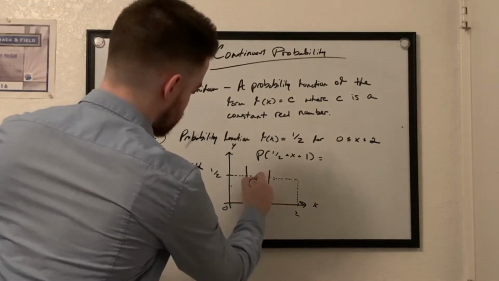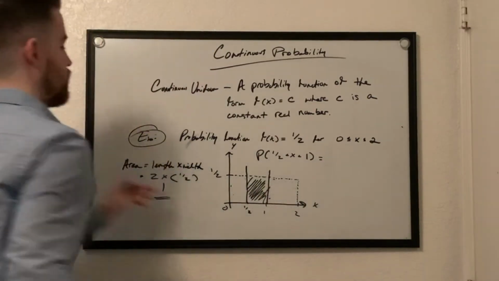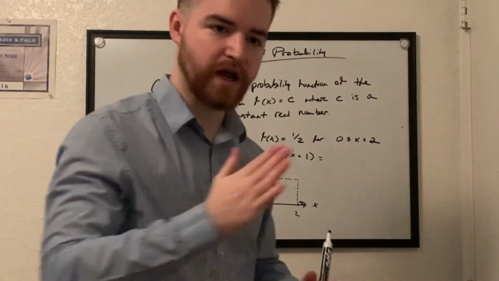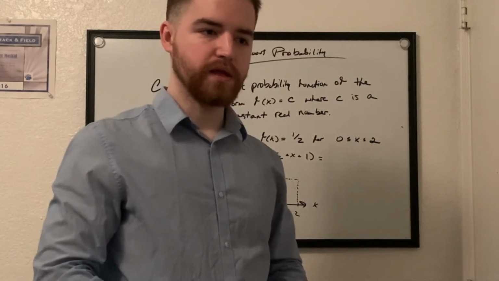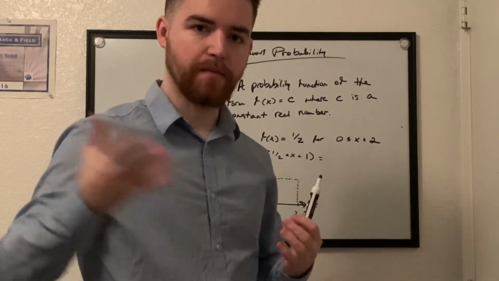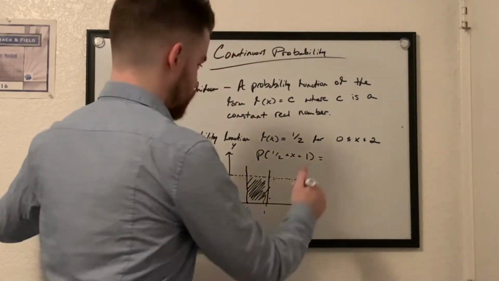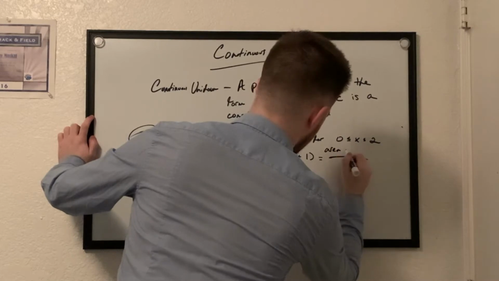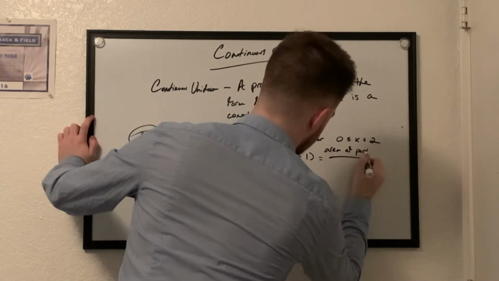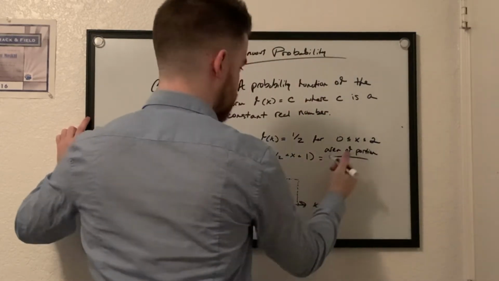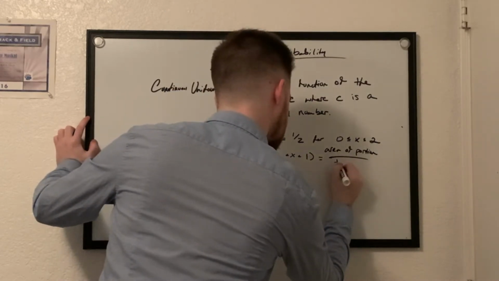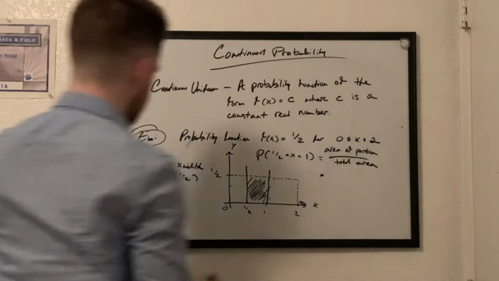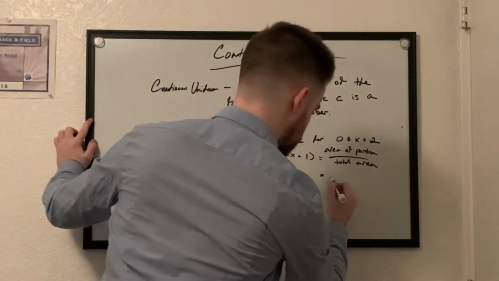We're only concerned with what's going on in this portion right here. So how might we do that? Well, the probability that you cut out that portion would be equal to that portion's area divided by the total area. So that would be area of portion divided by the total area. Well, the total area we have shown is just 1.